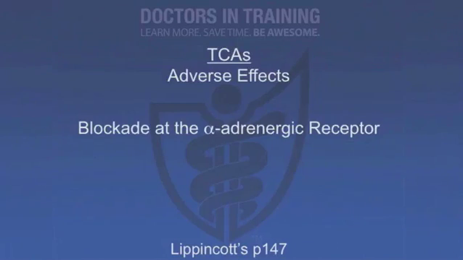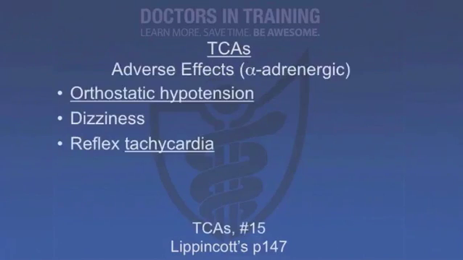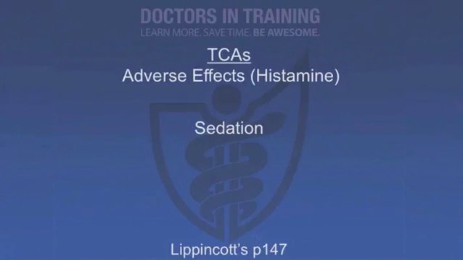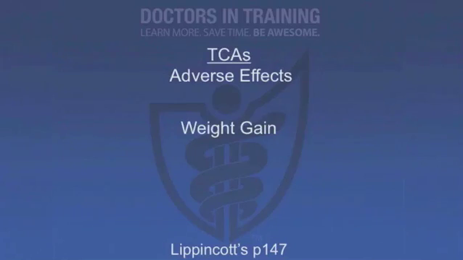They block alpha-adrenergic receptors that can cause orthostatic hypotension, dizziness, and reflex tachycardia. It should be noted that in clinical practice, tachycardia is the most common problem in the elderly. Imipramine is the most likely, and nortriptyline the least likely, to cause orthostatic hypotension. Sedation may be prominent, especially in the first several weeks of treatment, and is usually related to these drugs' effect on the histamine or H1 receptor. Weight gain is also a common side effect of TCAs.